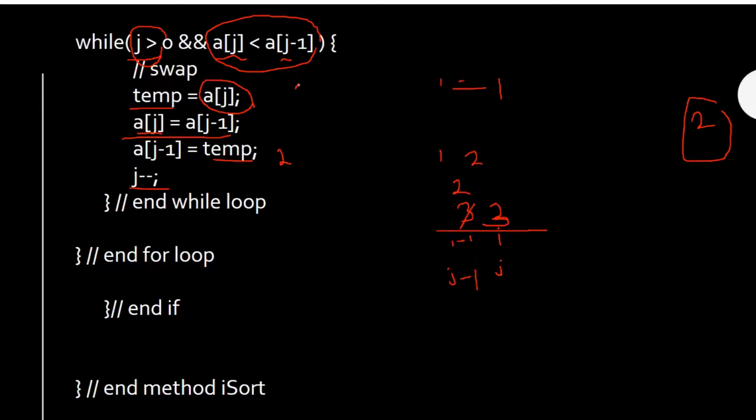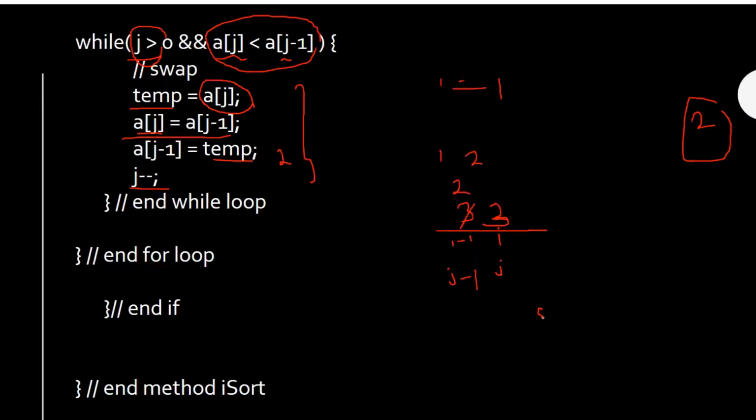If this is true, we repeat the same process until we get to a point where either a of j is greater than or equal to a of j minus 1, or j is equal to 0 or less than 0. Once it gets to that point, we exit this loop. That is the main point. And we can look at what happened in that scenario with what we explained before.